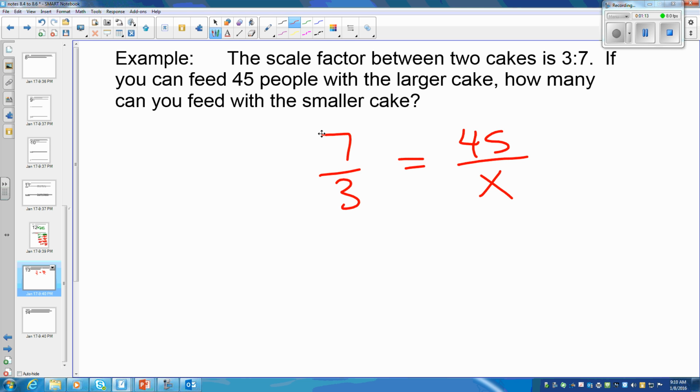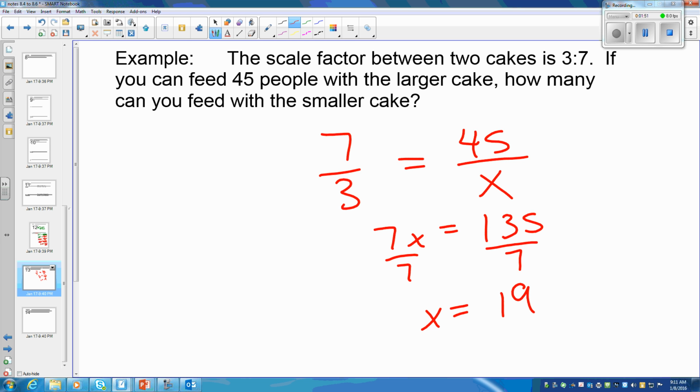So when we do this, 7x is equal to 135. Divide by 7. So you rounded, right? Okay. If you did 45 divided by 7 and multiplied by 3, it's the same thing, just in different order. And that's good.